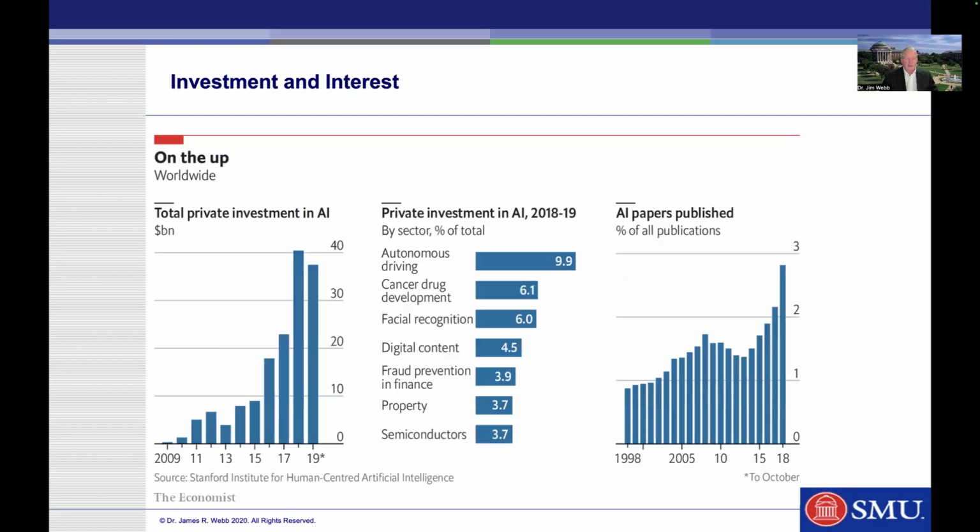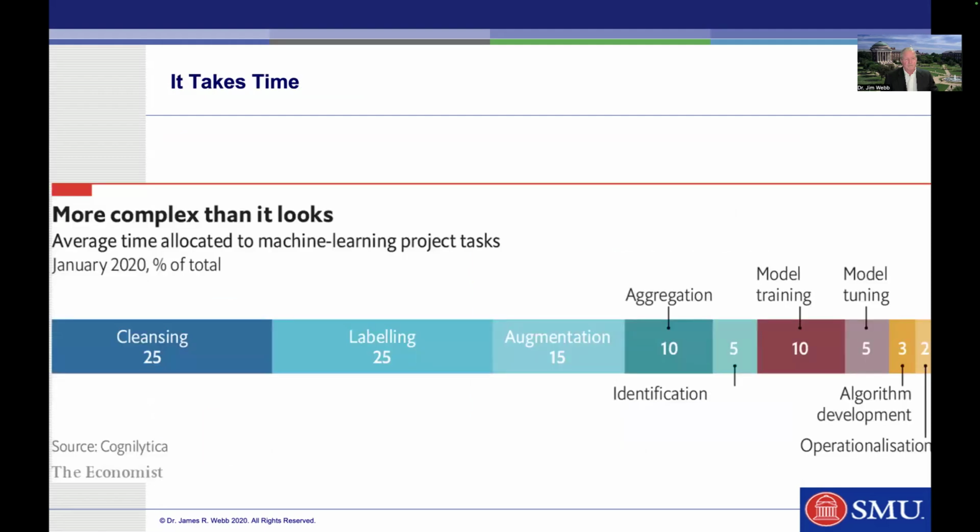So here's total private investment. You can see it just going up and up and up. Private investment, autonomous driving, a lot of money going into autonomous driving. Cancer development, facial recognition software is huge. You're seeing it in cities that have closed circuit TV around, and also in airports and places like that. So fraud prevention in finance, and then the AI papers being published are just exploding. Everybody wants to be known as an artificial intelligence expert.